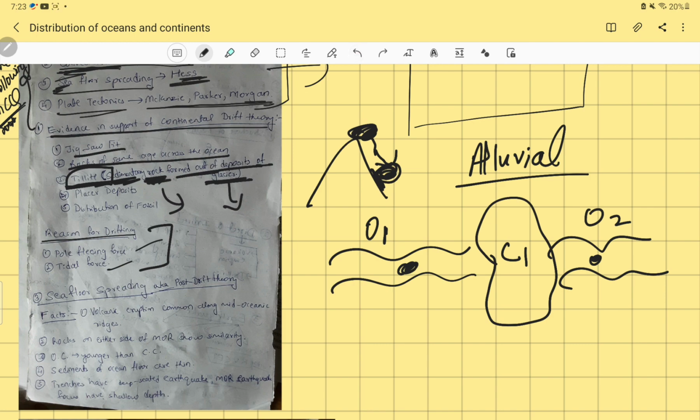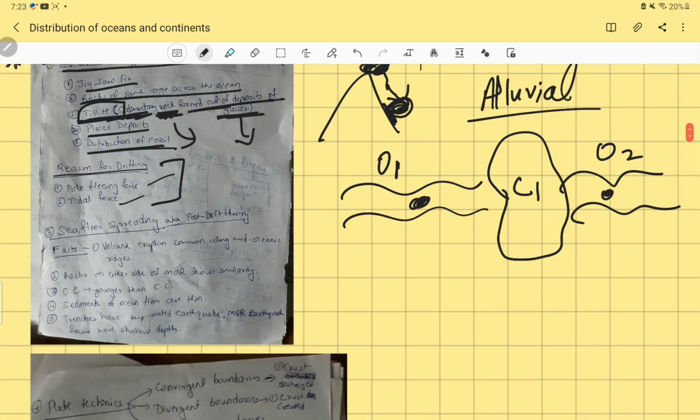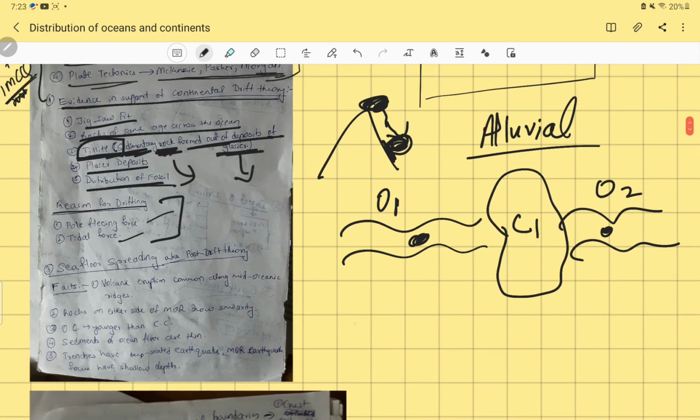Then next, let's move to the placer deposits and then distribution of fossils. So placer deposits means what? Say here there is a mountain, and there is a flow of water here. When the water comes down the hill, it carries some amount of minerals with it, right? And it deposits here on the plain area.